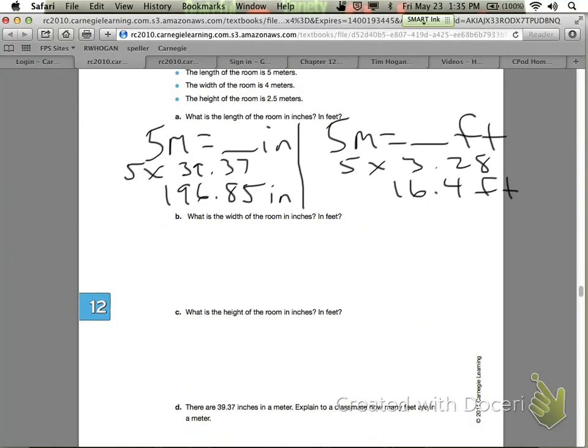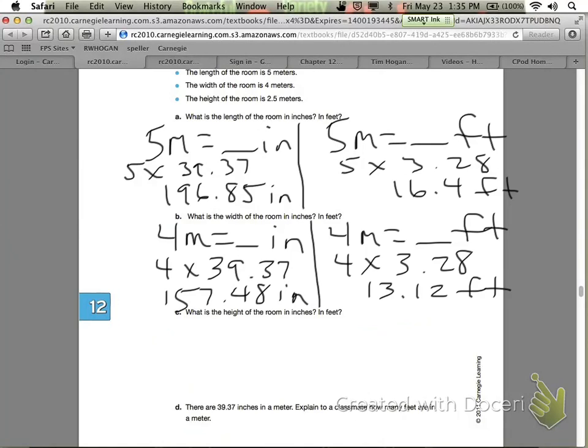Let's take a look at letter A. 5 meters is going to be equal to how many inches? If you refer back to the table on page 795 like we talked about, there are 39.37 inches in 1 meter. So we are going large to small. We are going to multiply 5 times 39.37 to get 196.85 inches. 5 meters, how many feet is that going to be equal to? There are 3.28 feet in 1 meter. So again, we are going large to small. 5 times 3.28 is going to give you 16.4 feet.